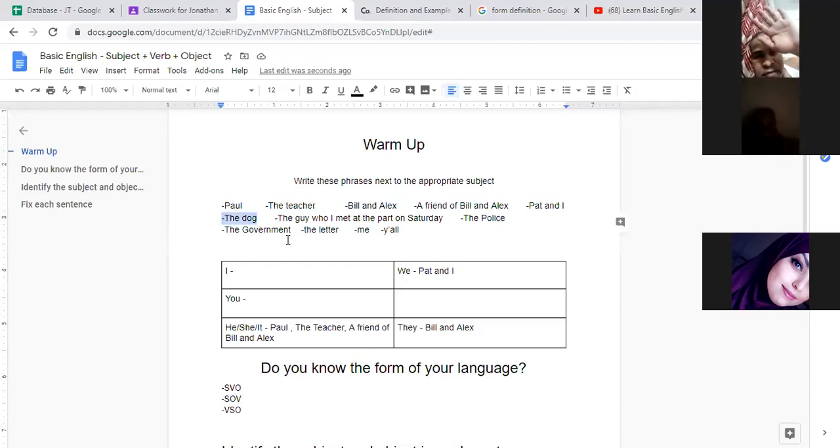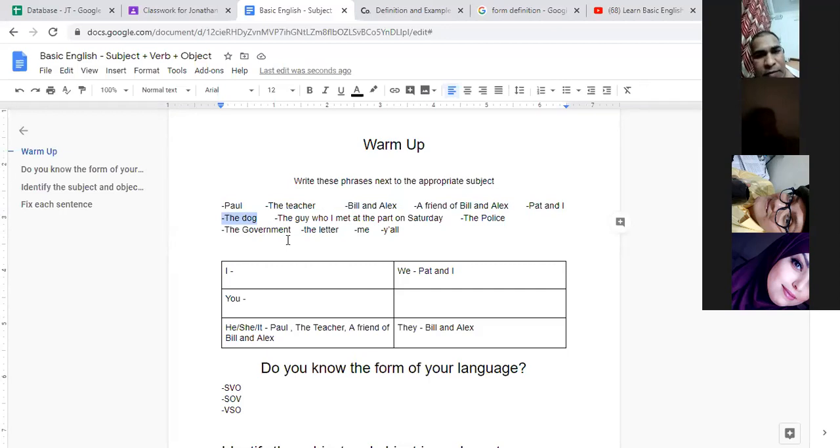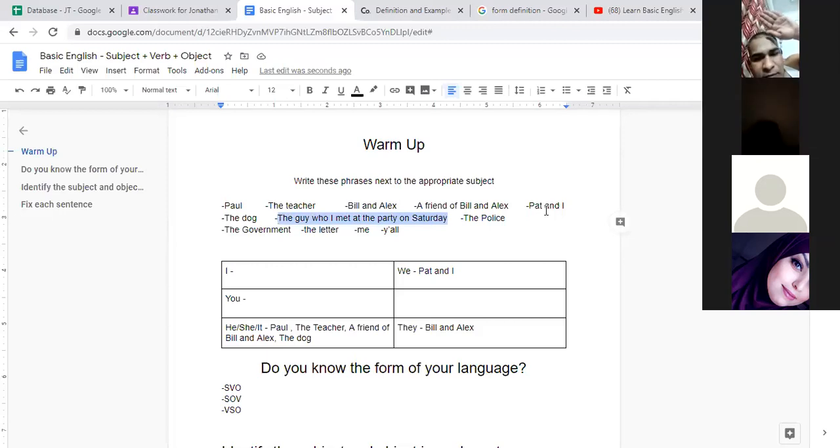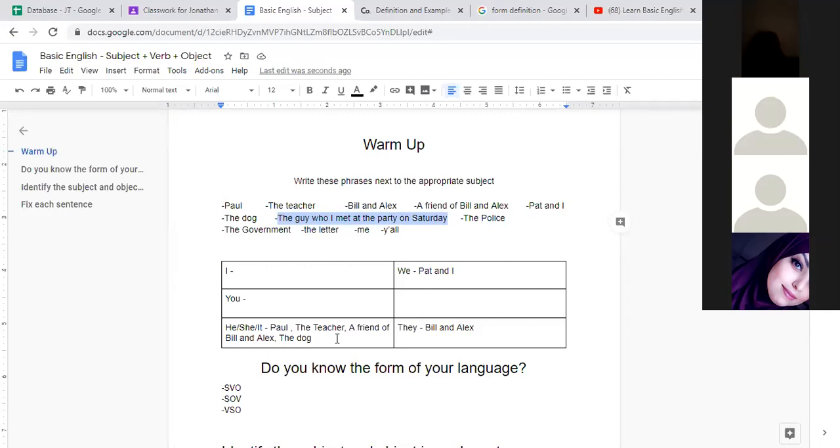That's really good. David, do you want to try? The next one, the dog. Of course. Yeah, exactly, right? Okay, here's a difficult one. Who can help me? The guy who I met at the party on Saturday. What subject is that, Raj? He, she. Yeah, exactly. Thank you, Raj.